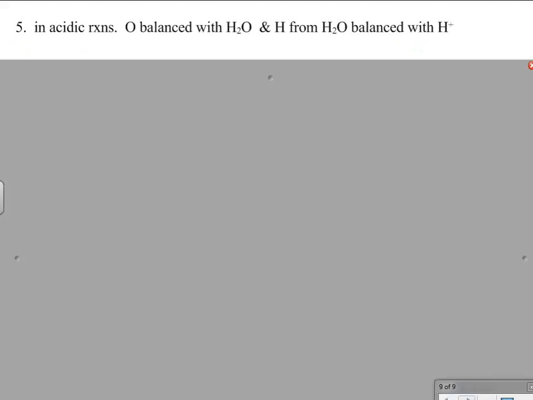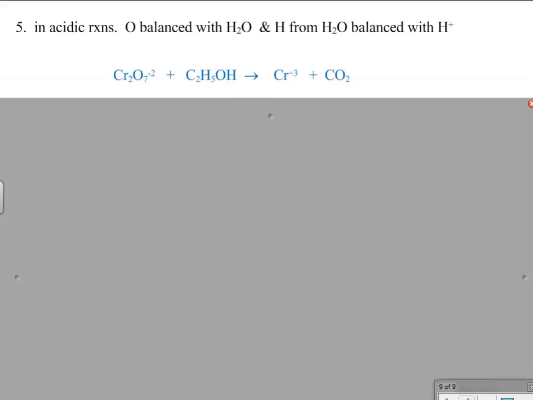When I have redox reactions in acidic solutions, I'm going to do what I just did. I'm going to balance any oxygen with water and use hydrogen ions to balance the hydrogen from water. So if I start with this reaction, I have dichromate, -2 for oxygen. Figure out the charge on chromium. It turns out to be a +6.